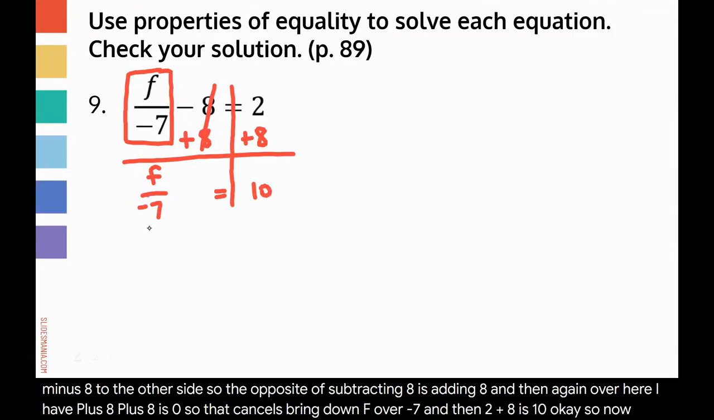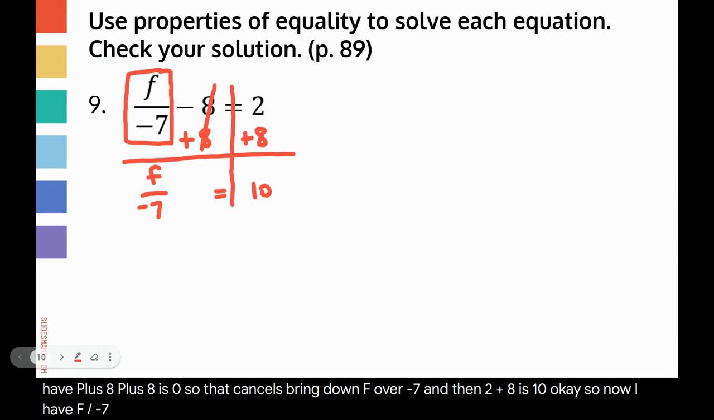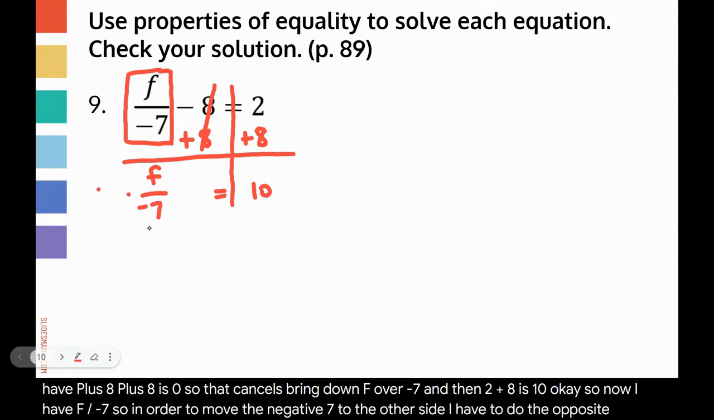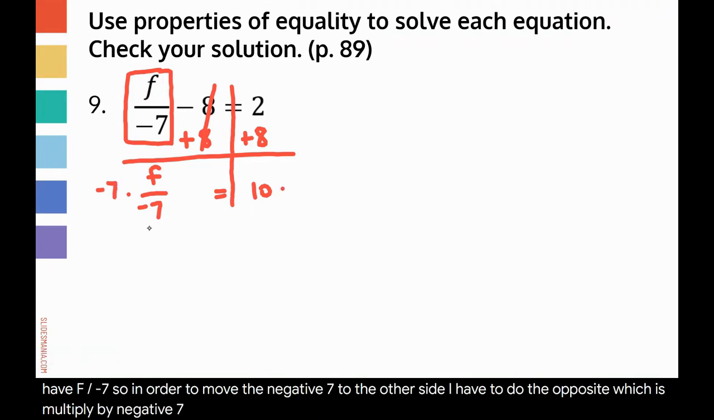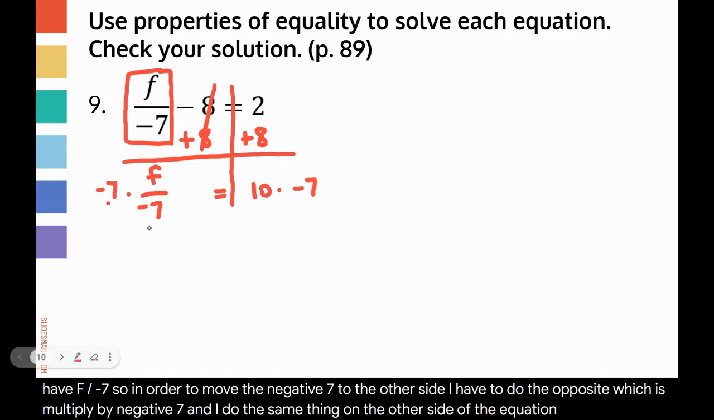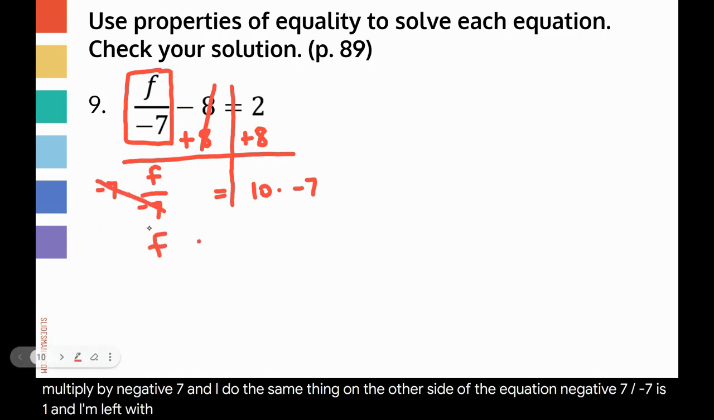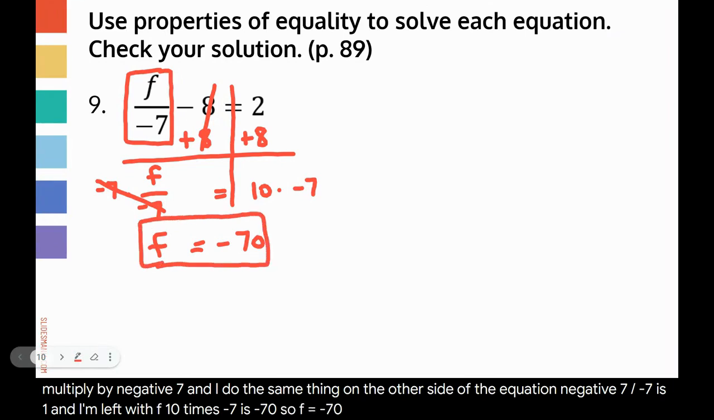Okay, so now I have f divided by negative 7. So in order to move the negative 7 to the other side, I have to do the opposite, which is multiply by negative 7. And I do the same thing on the other side of the equation. Negative 7 divided by negative 7 is 1. And I'm left with f. 10 times negative 7 is negative 70. So f equals negative 70.